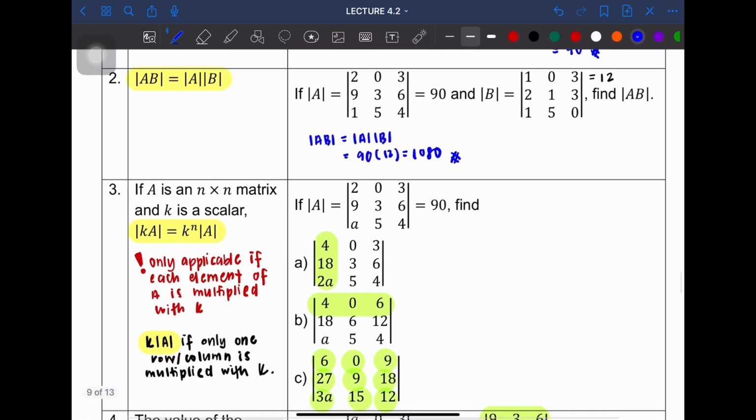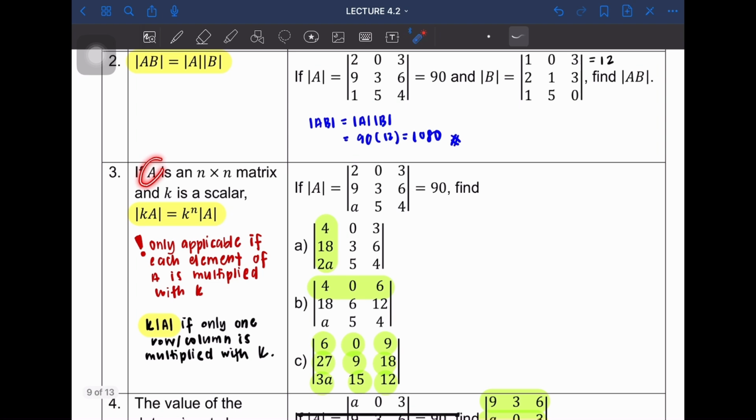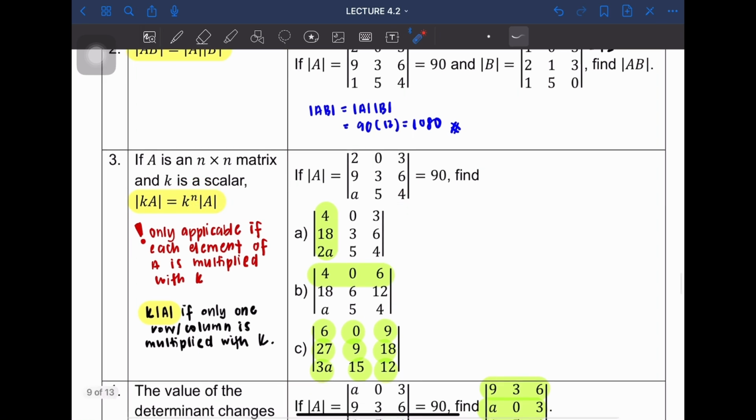Okay, so the third property. Let's say A is an n by n matrix and k is a scalar. Then the determinant of kA is equal to k to the power of n multiplied with the determinant of A. So what does it mean?